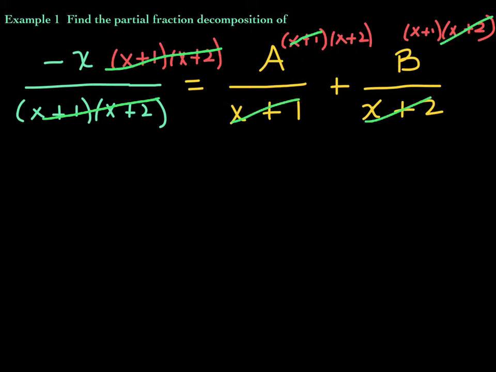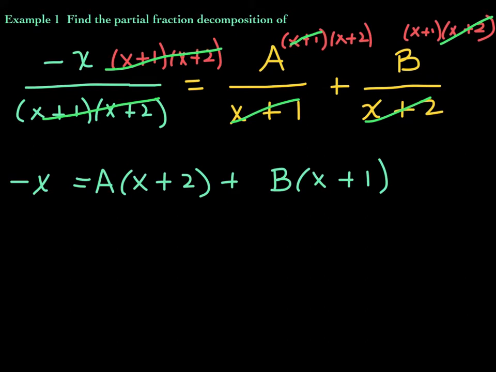So now let me rewrite what we have. Now we're left with this equation. It's actually really an identity. Negative x is equal to a times x plus 2 plus b times x plus 1. Now don't forget, we're trying to figure out what a is and what b is. This statement must be true for all values of x. So this is what I'm thinking. If I can plug in a value for x in a clever way such that this whole term gets canceled out, I'll be left with just a in this equation, and then I can solve for a.